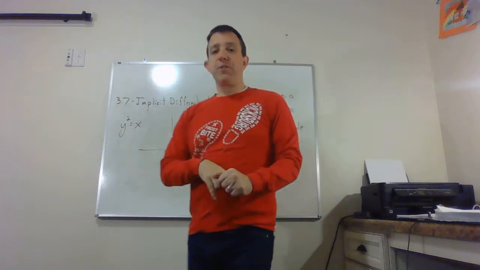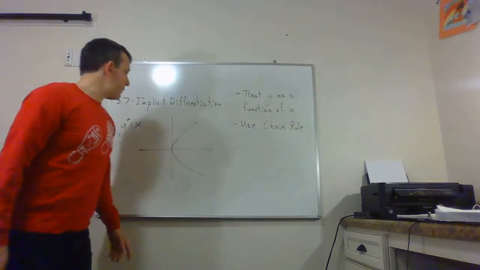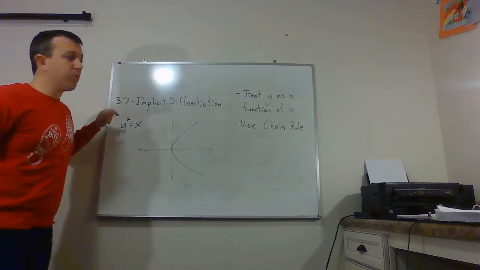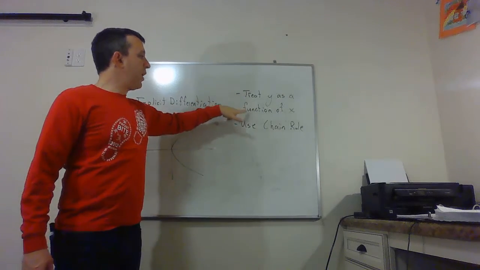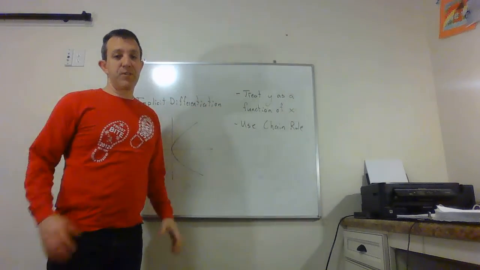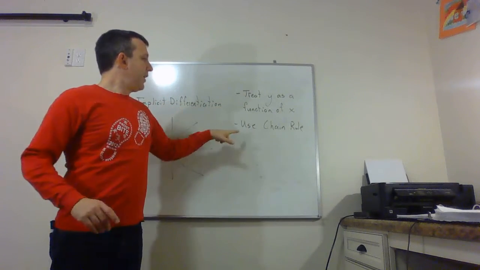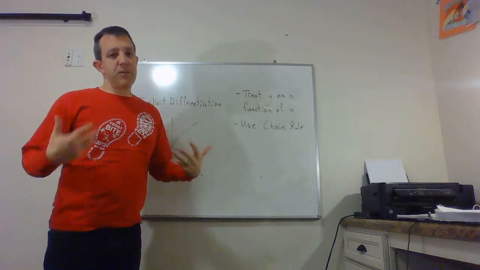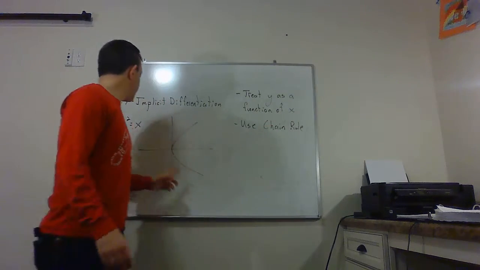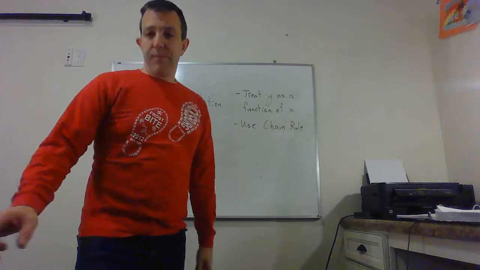So what we're going to do to try and get a derivative out of this, because we do have the square here on the y, is we're going to treat y as a function of x. So y is its own little function, and use the chain rule. And so we'll see what that looks like as we do the example here on the next board.